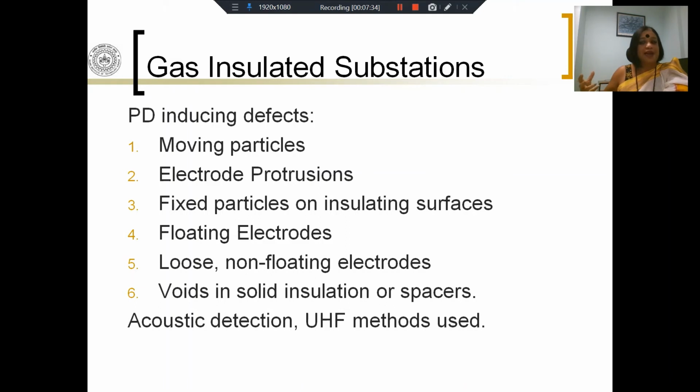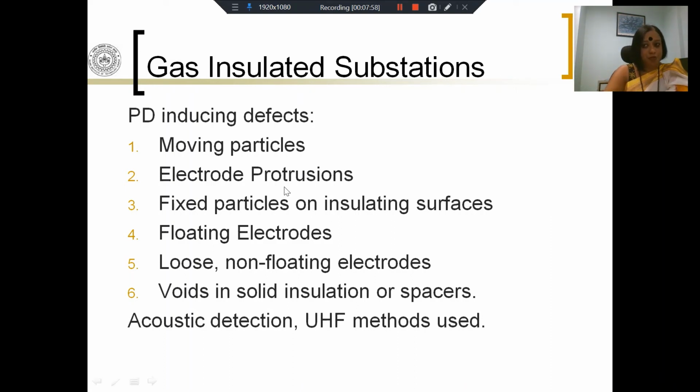And when you apply an electric field, these particles will be levitated. They will move in the direction of the field. They will move up and down. If you have an AC signal, they will continuously hop on the surface of the conductor of the tank. Because of gas flow, there might also be moving particles. There might be electrode protrusions. So moving particles, when they move into the region of high field, will cause PD.